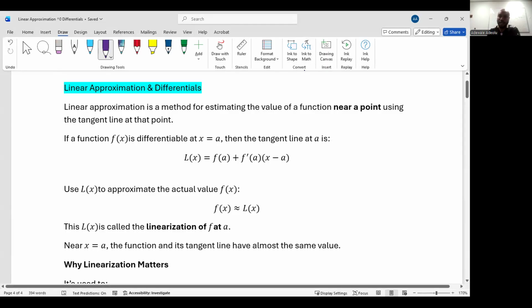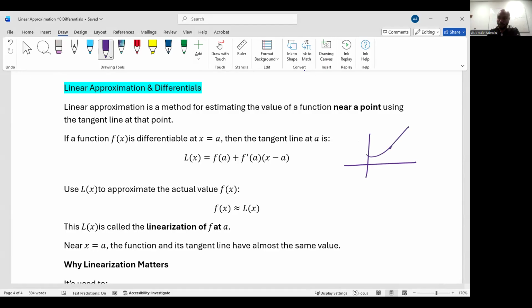Last time we studied how we can derive the equation of a tangent line. Say, for example, we have some curve like this, and we can have our tangent line this way. Now at this point, say A, we can find the equation of that tangent line to the curve.